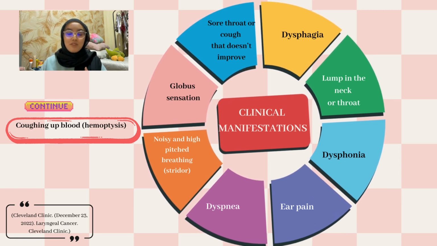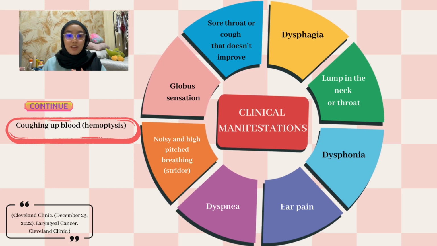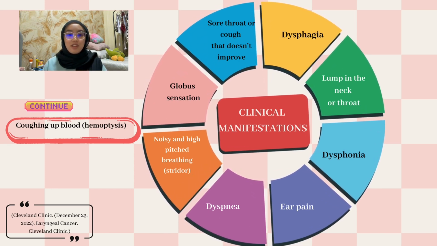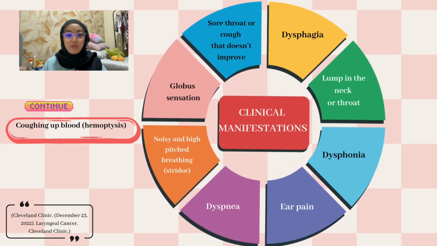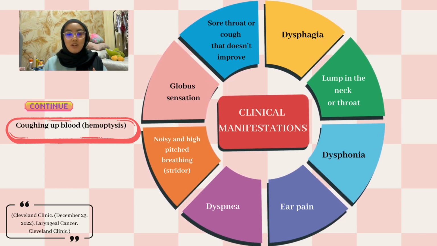However, patients should seek immediate medical attention if they experience the following clinical manifestations. The first one is dyspnea, which is difficulty in breathing, noisy and high-pitched breathing, which we call stridor, globus sensation, and coughing up blood.